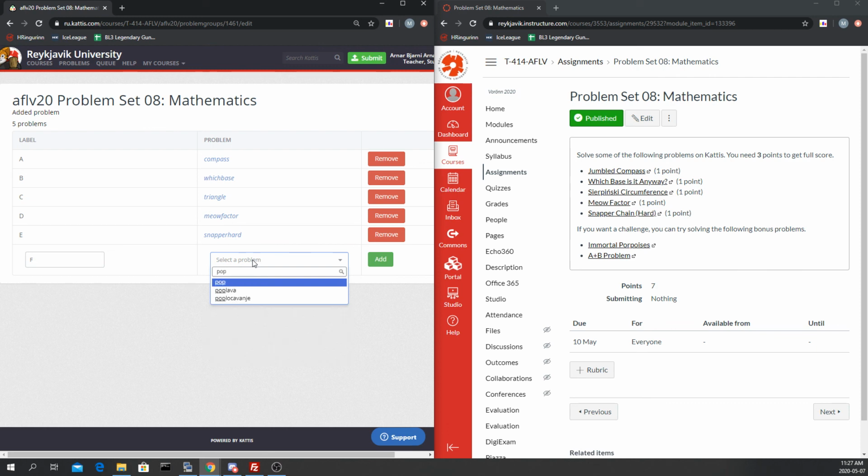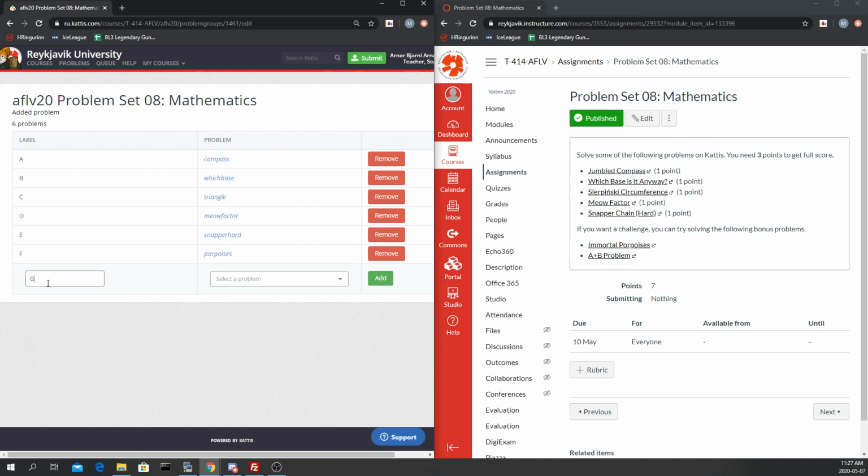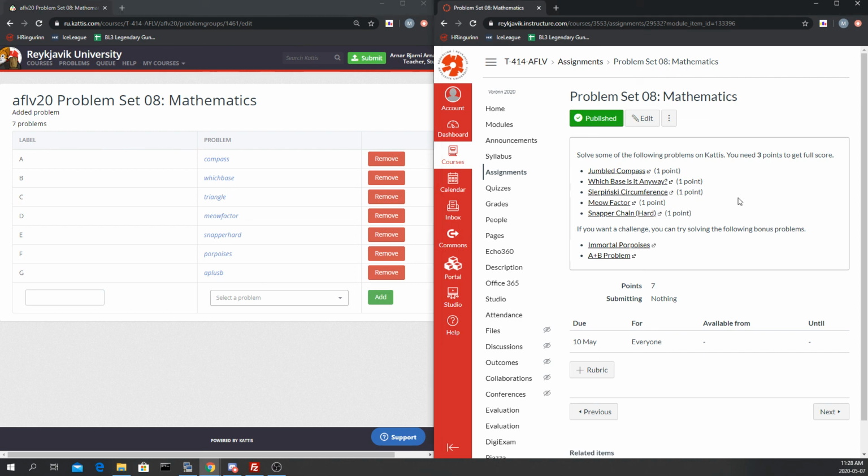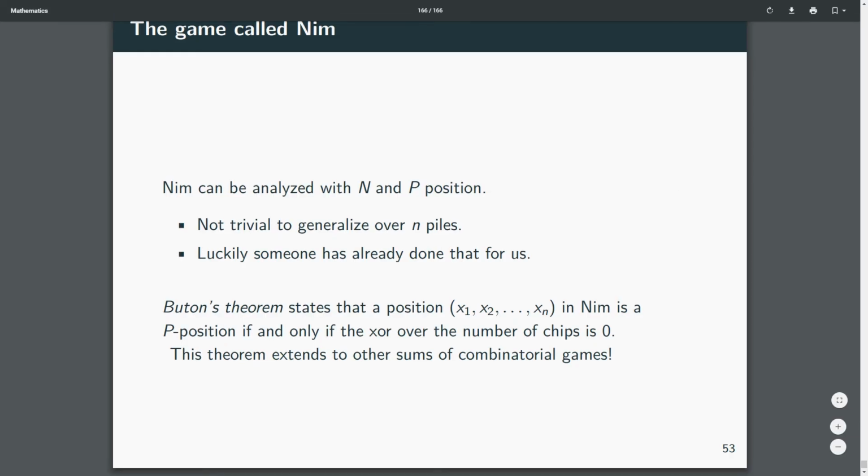You need 3 points to get a full score, and each one of them is 1 point. So you need to solve 3 problems. Are there any questions at the end?